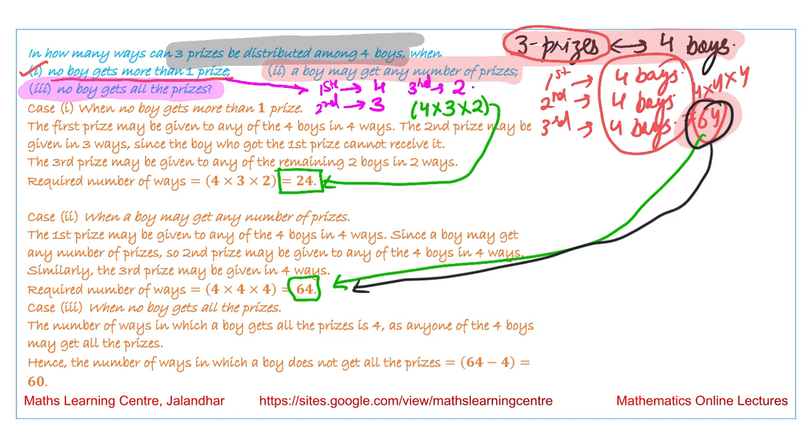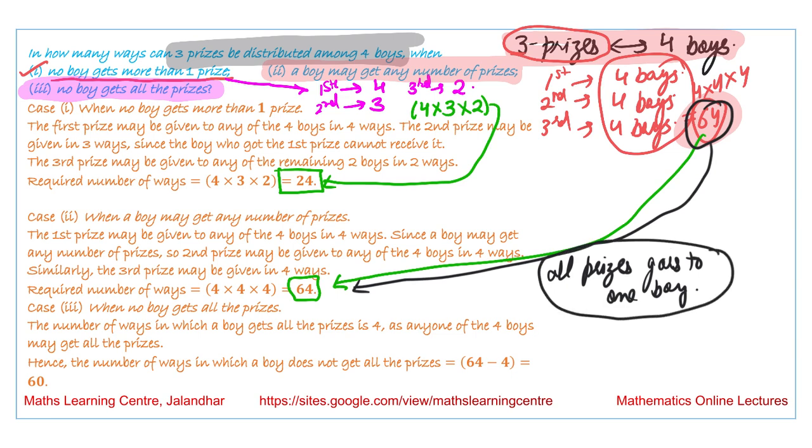Now suppose we are counting the option that all prizes go to one boy. Number of ways of doing this is, the number of boys we have, 4, since any one of these 4 boys may get all the prizes.